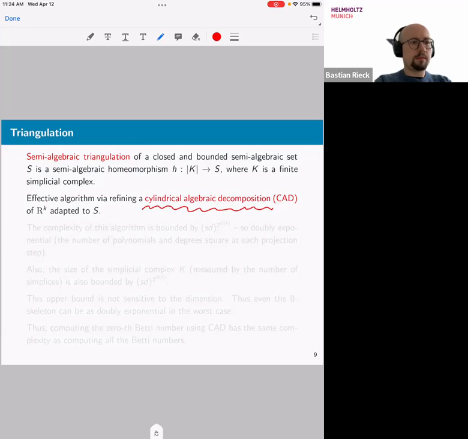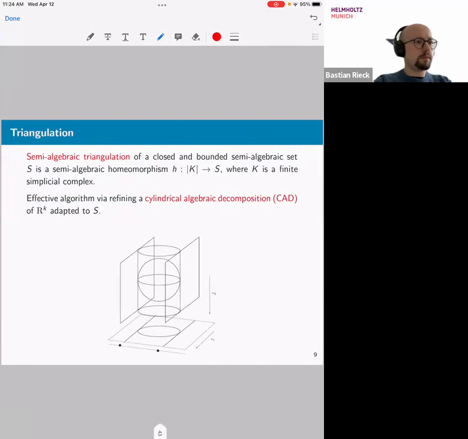However, the problem is the complexity of this algorithm. Okay, here's the picture. So what is a cylindrical decomposition of R^k adapted to a given family? Well, this is a picture of a cylindrical decomposition of R^3 adapted to the unit sphere in R^3, or any sphere in R^3. The data for a cylindrical decomposition of course depends on the choice of coordinates, as you can see from the picture.